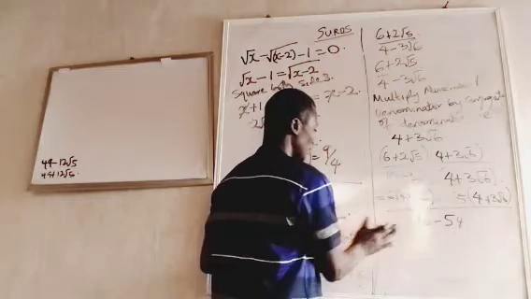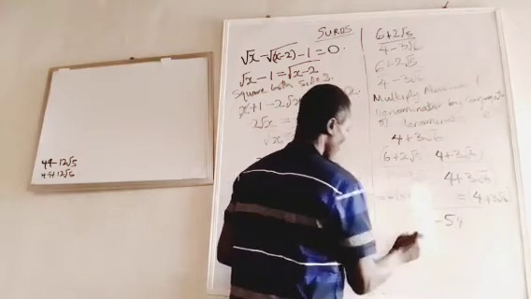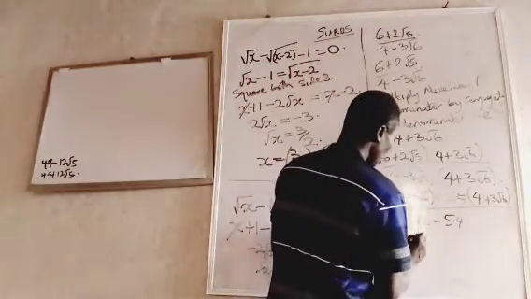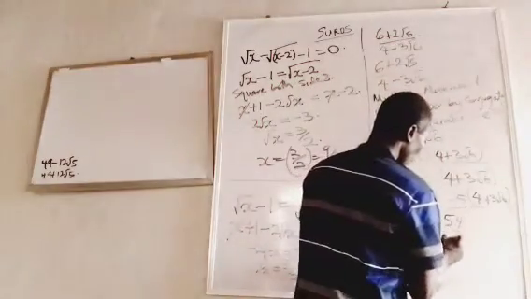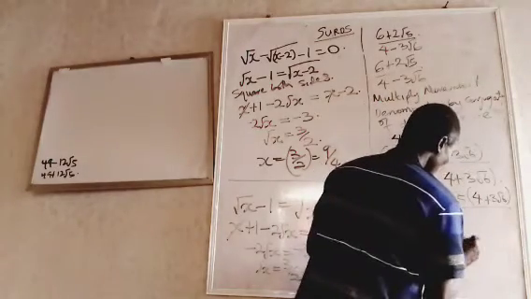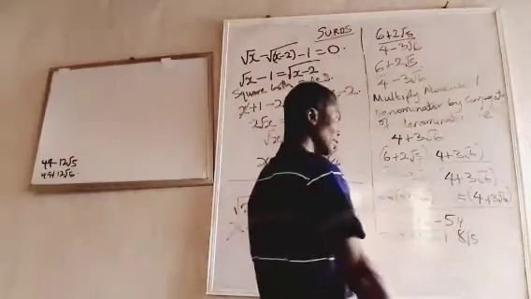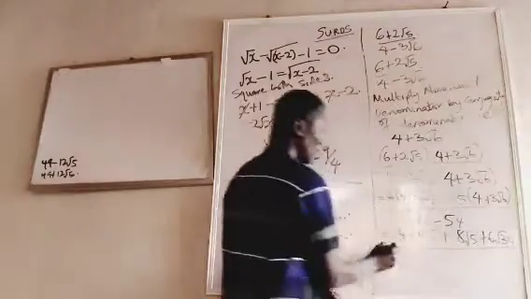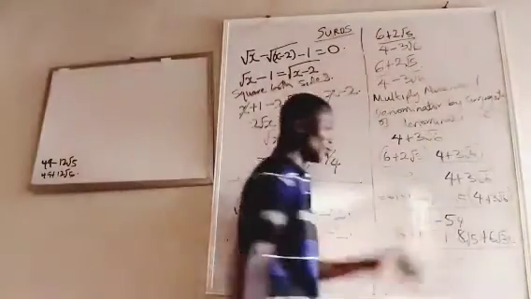So I can now say 24 root 30. This one is minus 38. So from here you can divide further.